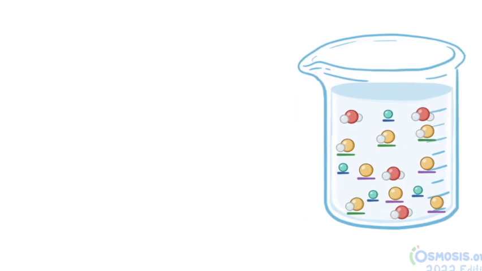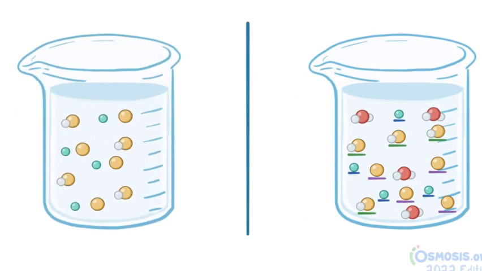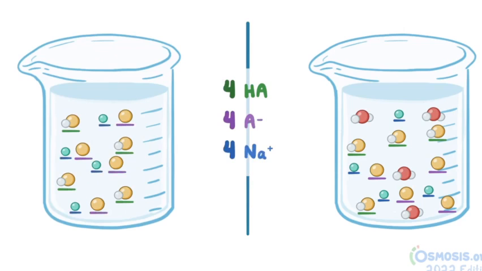Notice how the buffer solution that we made the second way is identical to the buffer solution that we made the first way. They both have 4 HA molecules, 4 A- anions, and 4 Na+ ions.